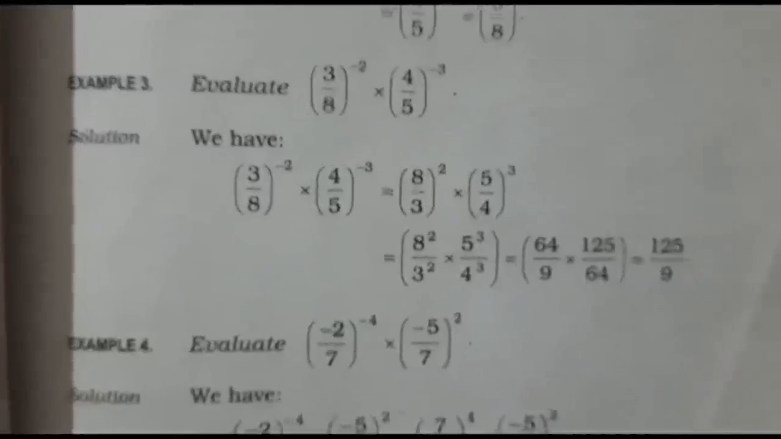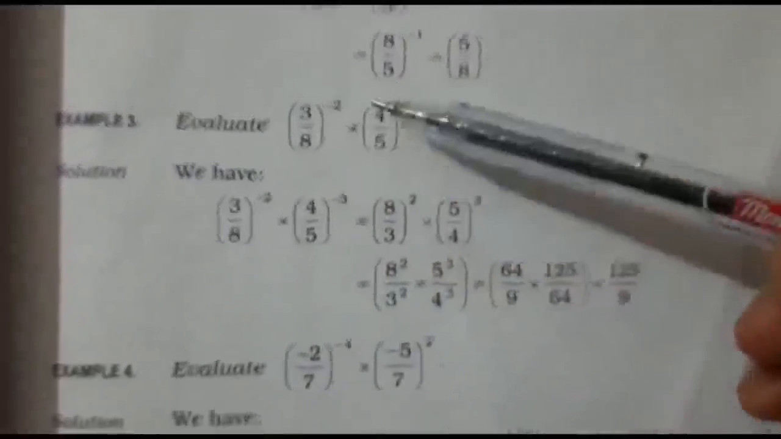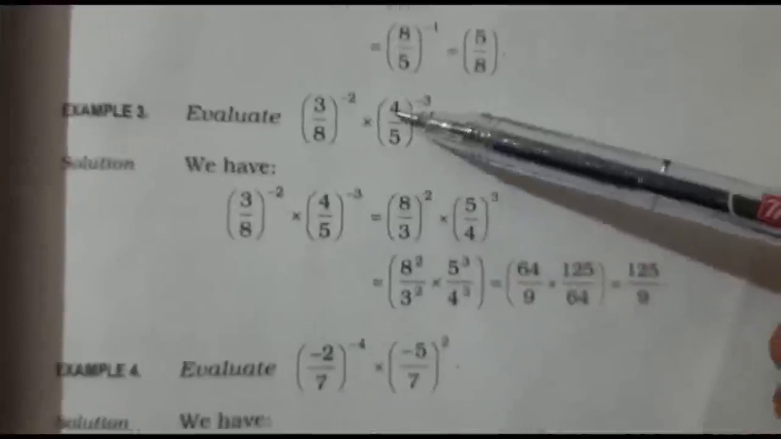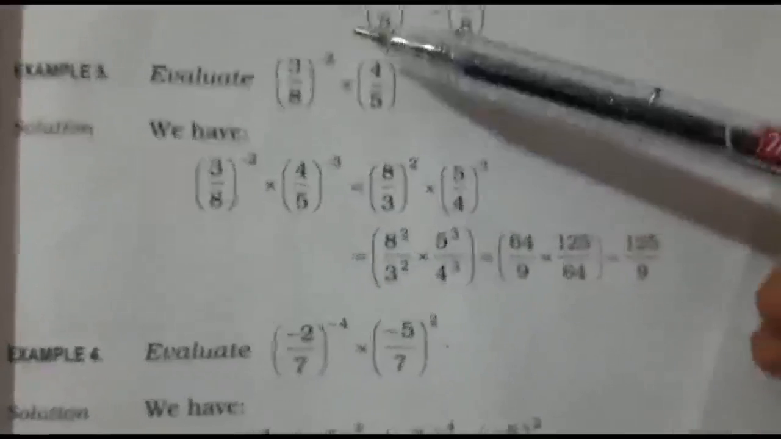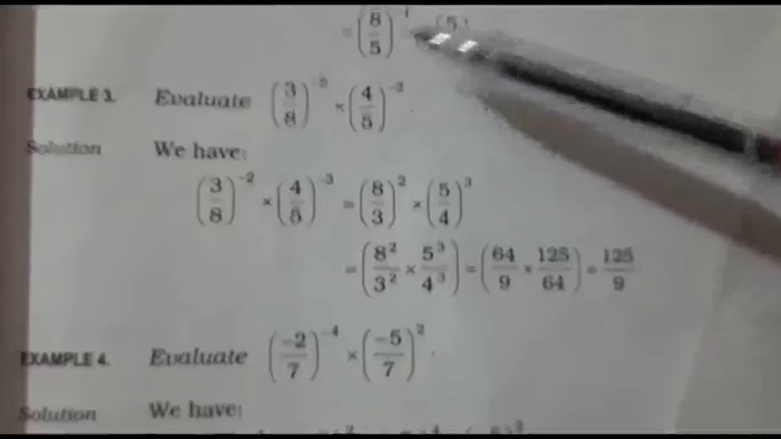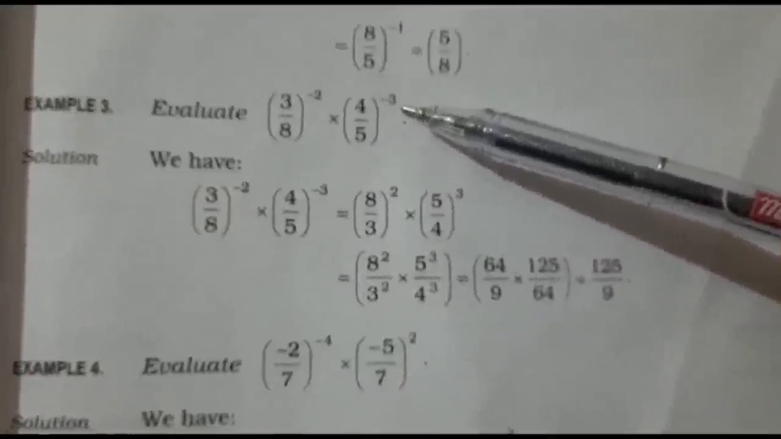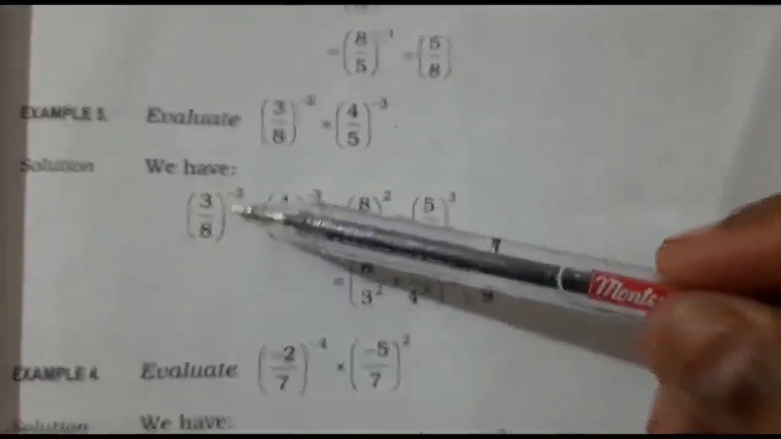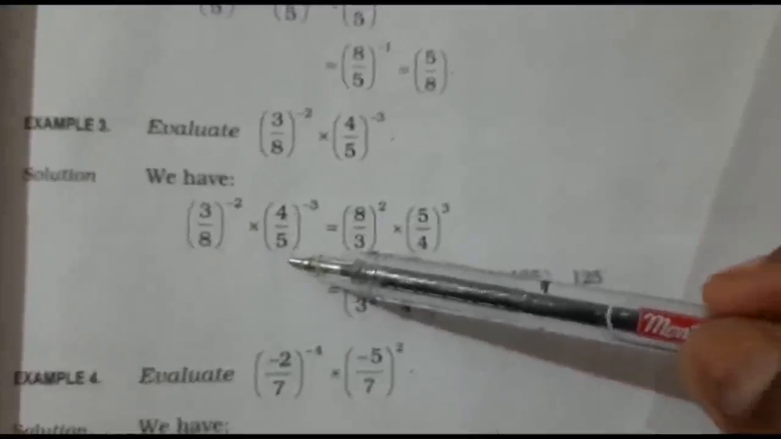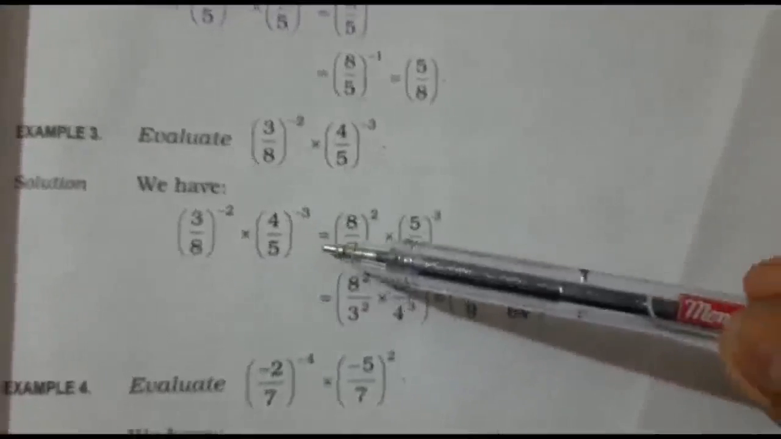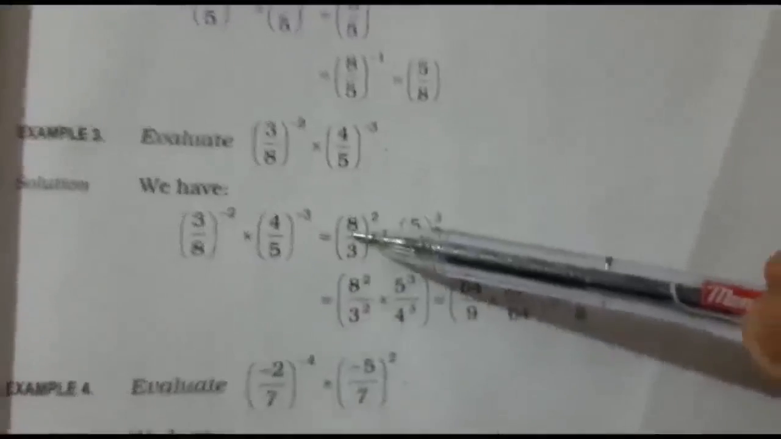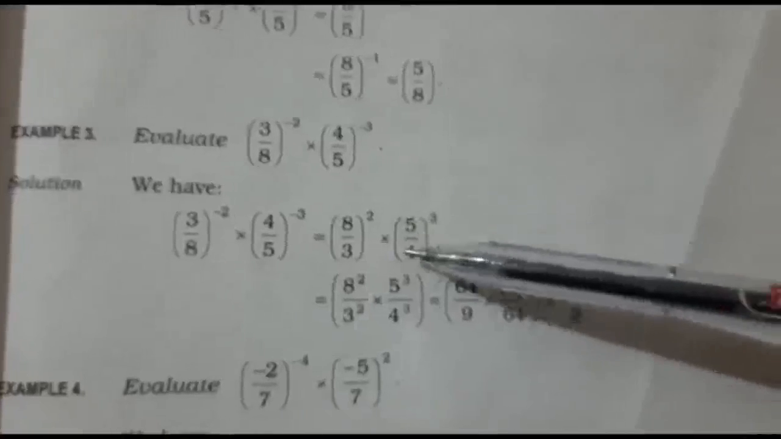Now we begin with the third example. Just see, evaluate (3/8)^(−2) × (4/5)^(−3). Both bases are different and both powers are different. Only that the powers are negative, so we will use the reciprocal of both. So (3/8)^(−2) × (4/5)^(−3) is equal to, first take the reciprocal, (8/3)^2 × (5/4)^3.